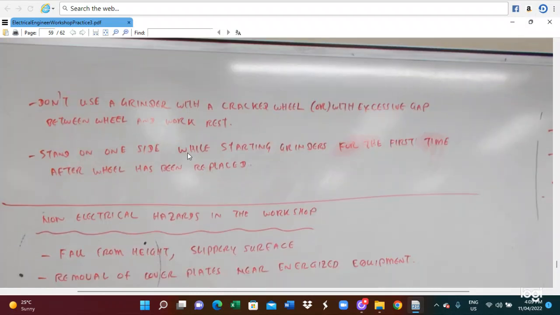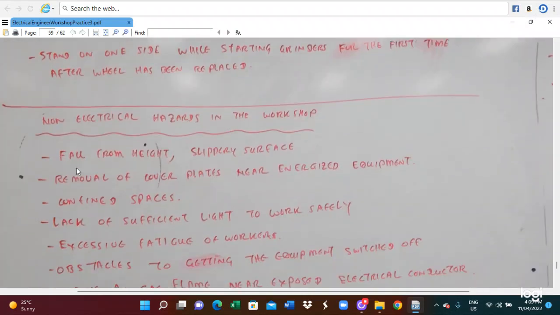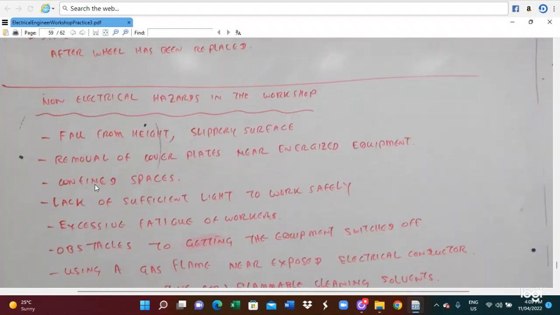Stand on one side while starting the grinder for the first time after the wheel has been replaced. Non-electrical hazards in the workshop: fall from height and slippery surfaces. The equipment can fall from the height, or the slippery surface can also cause injury.